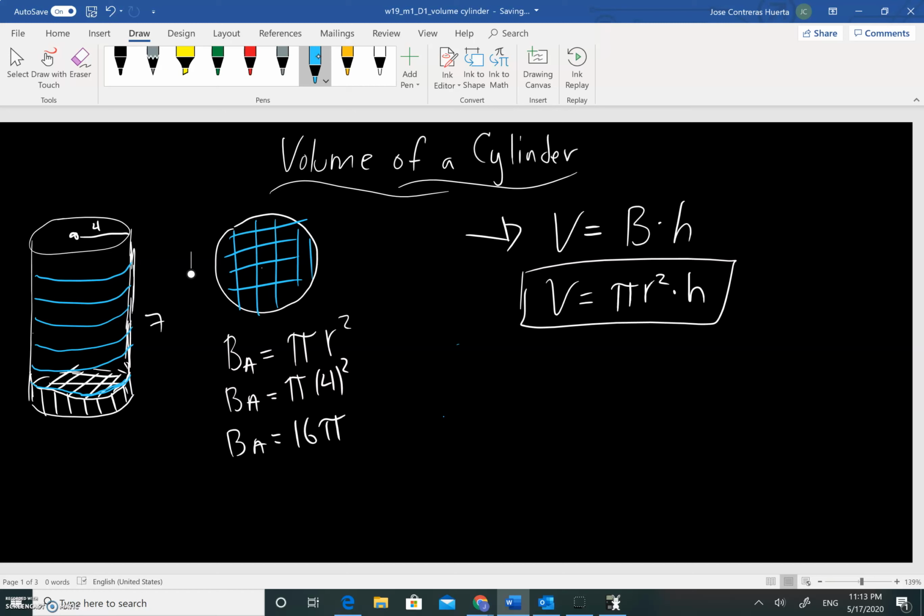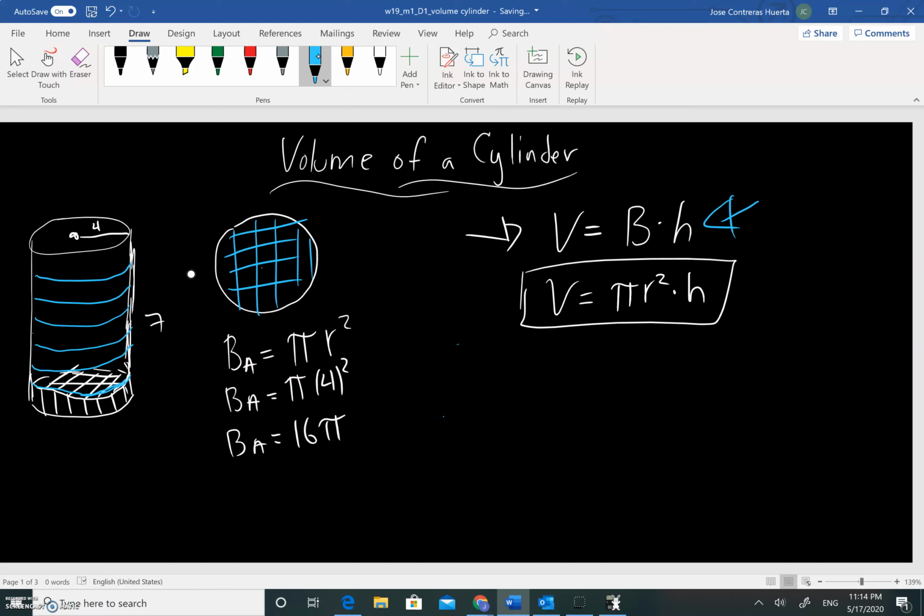I'm trying to explain it more than is really necessary, just because I want to drive the point home that volume is equal to the base times the height. So if at any point you don't remember the formal formula for volume, just try to remember that it's the base times the height.